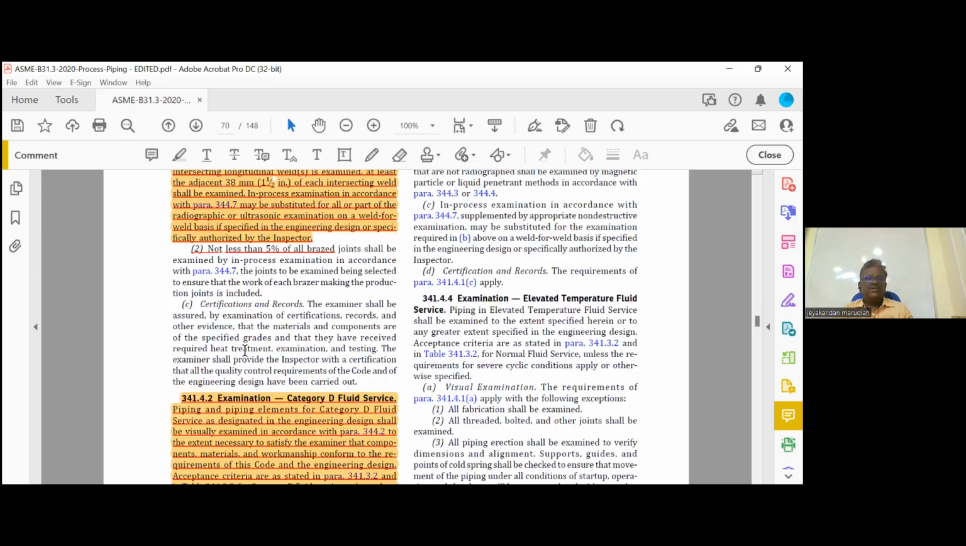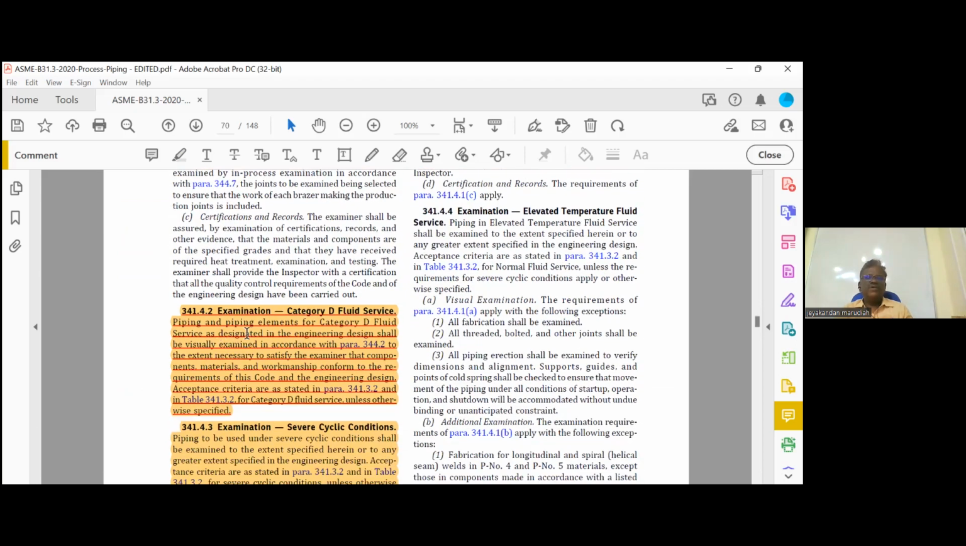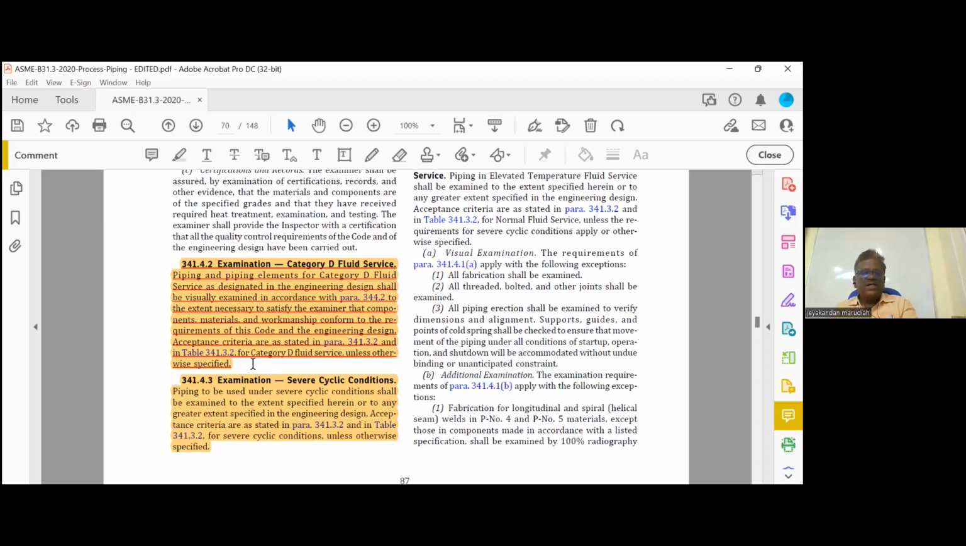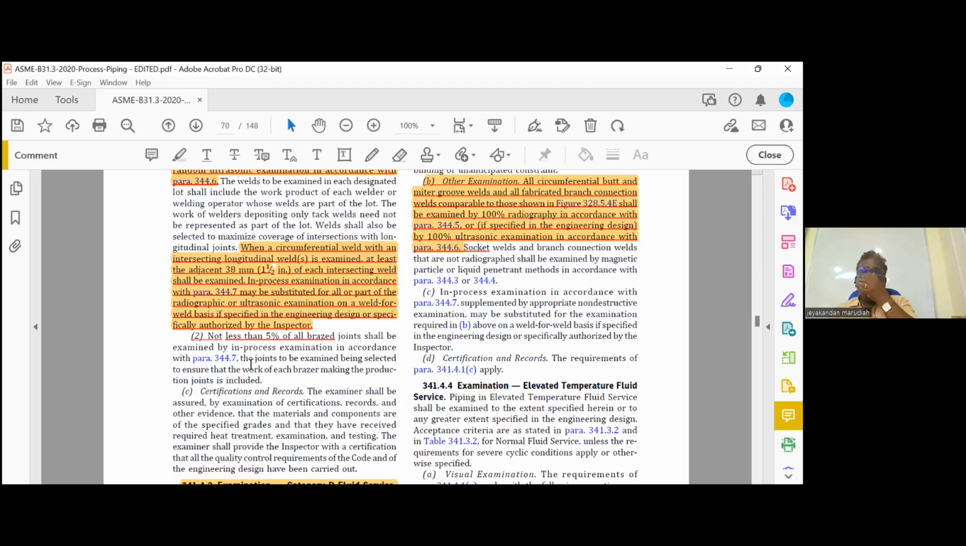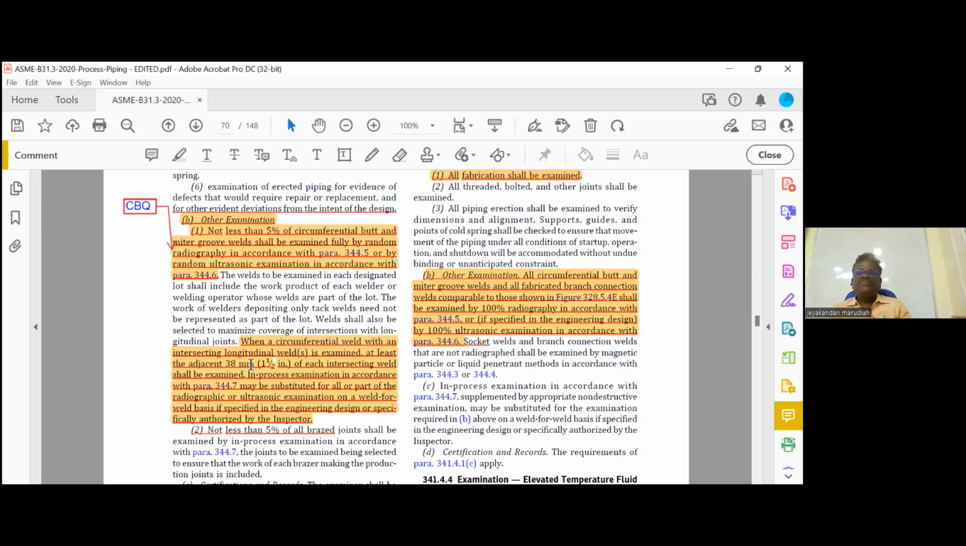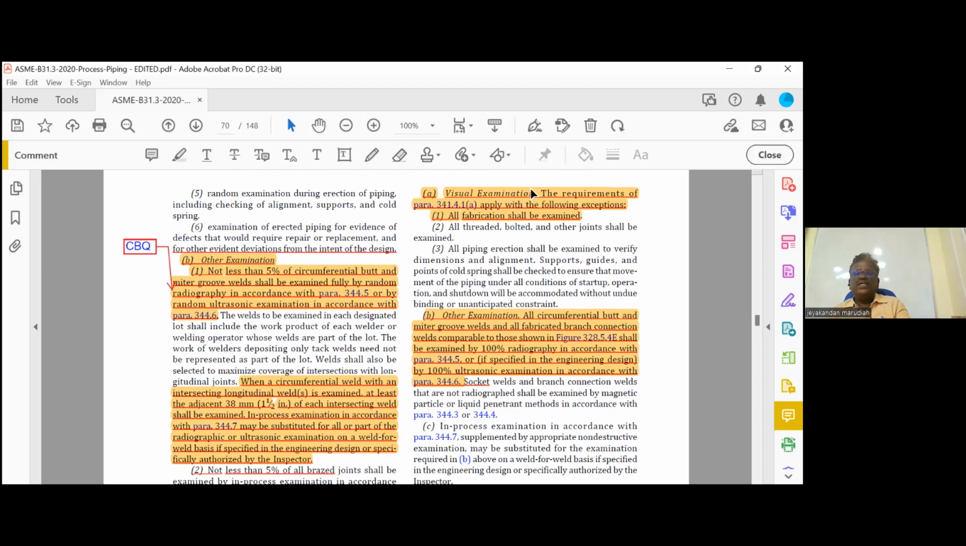Now these are not important. Then category D, 341.4.2. Piping and piping elements for category D service shall be visually examined in accordance with para 344.2. Highlight this one. And the severe cyclic also here. Severe cyclic, highlight the A here. Visual examination: all fabrication shall be examined, 100% visual. And other examination: all circumferential butt and miter welds shall be 100% radiographed.